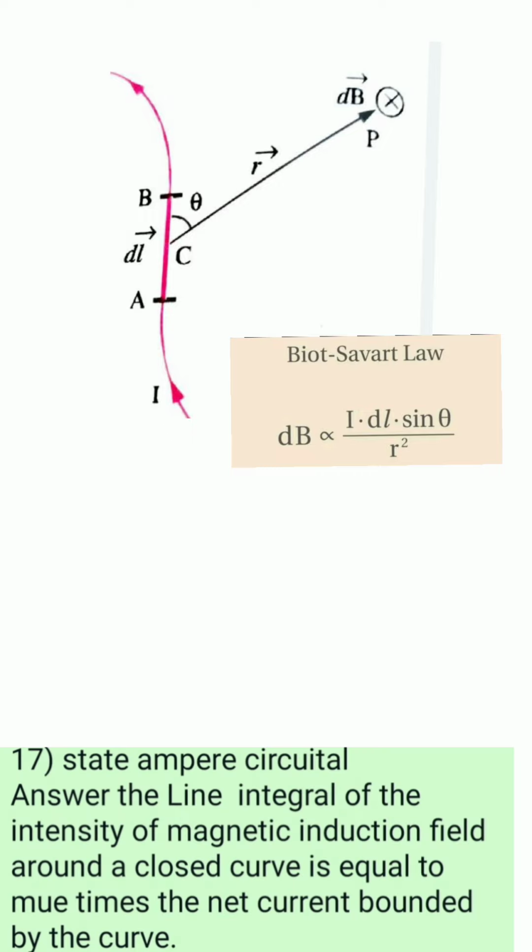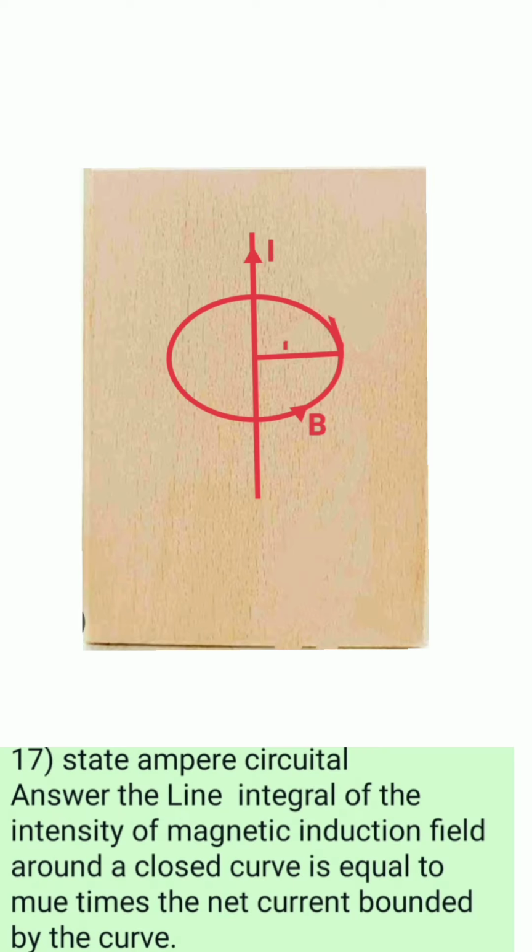18. State Ampere's circuital law. Answer. The line integral of the intensity of magnetic induction field around a closed curve is equal to mu naught times the net current bounded by the curve.